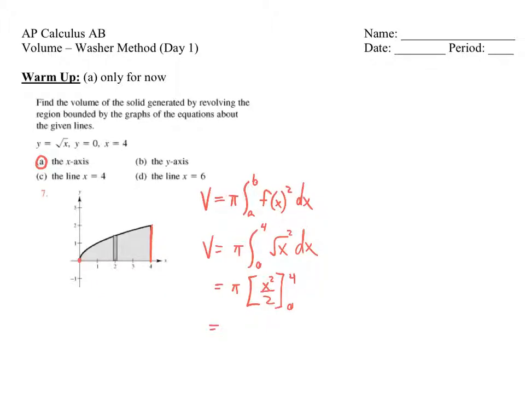So if I plug in a 0, that's 0. If I plug in a 4, I have 16 over 2, so that's 8 pi minus 0 pi. So it's just 8 pi as our volume. Okay? Does that make sense? So if we were to make a little bowl here, it kind of looked like this. It would have a volume of 8 pi. Okay?